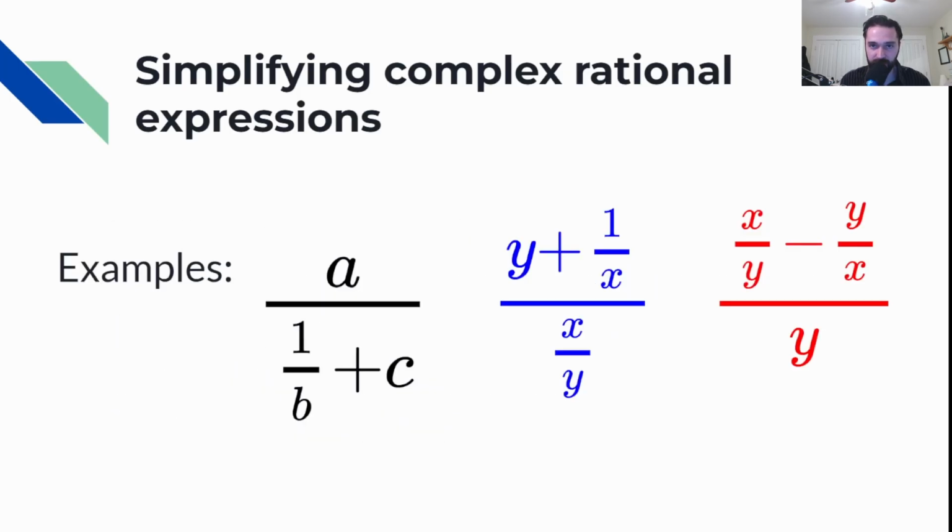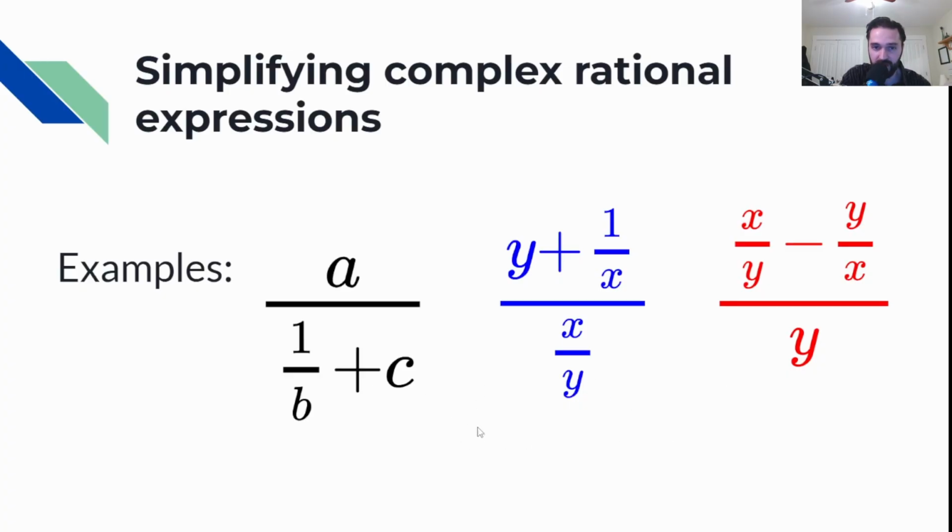Here are some examples of complex rational expressions. Here in black we have a divided by this whole thing, 1 over b plus c. And here in blue, we have y plus 1 over x, and we're dividing that entire thing by x over y. And here in red, we have x over y minus y over x, and that whole thing is being divided by y. So we can simplify these things and make them look nice, because they're pretty messy right now. So make sure you stick around and watch to the end, because we're going to simplify all three of these.